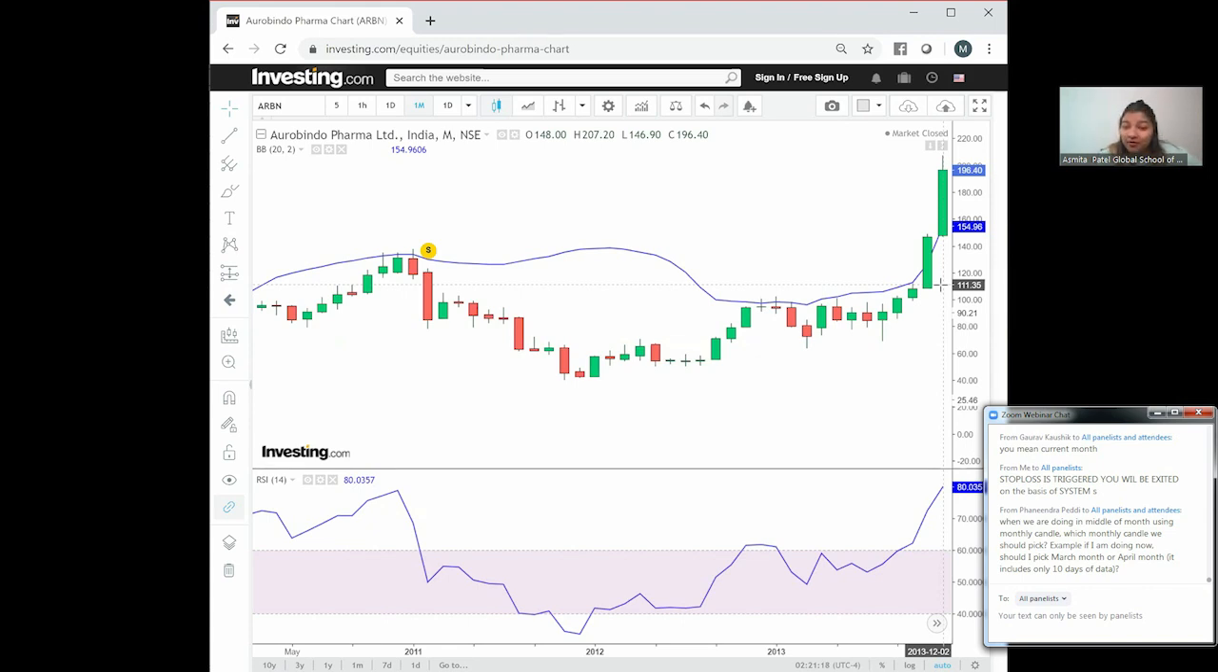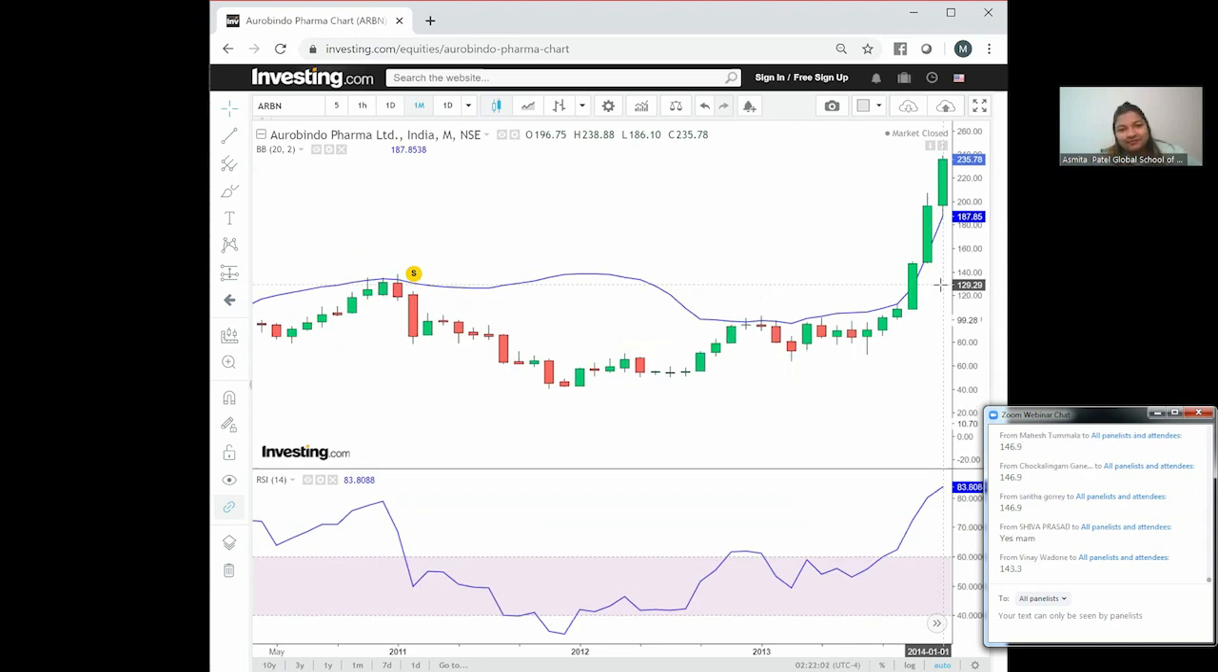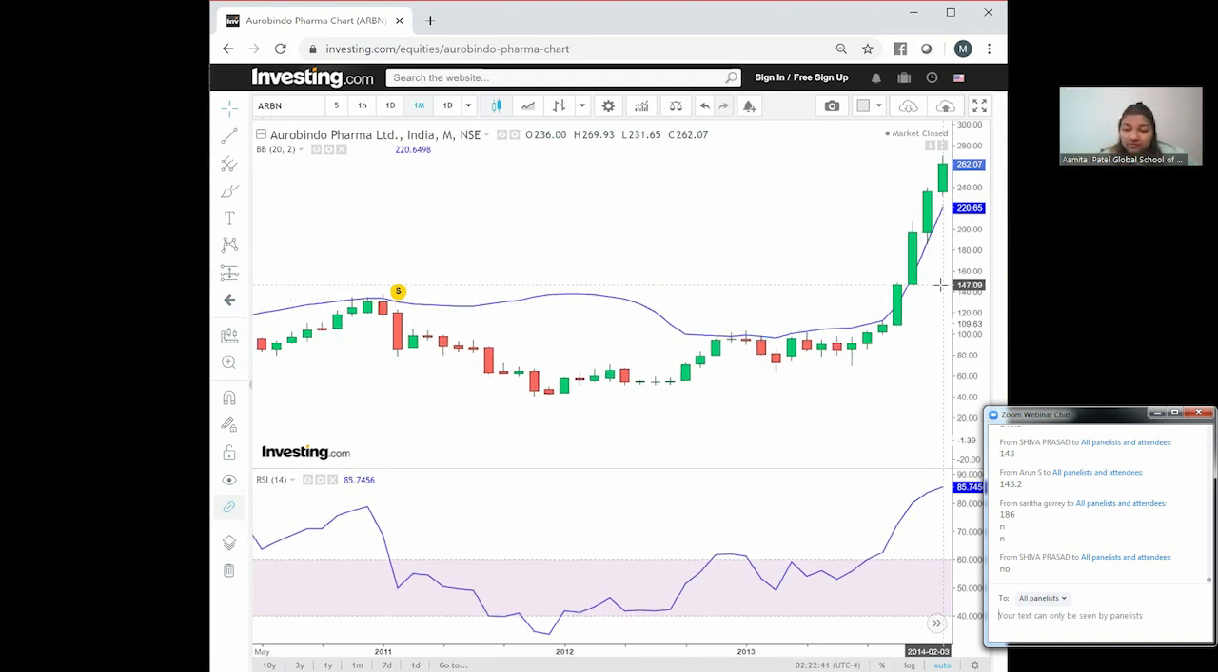Rule number 1. Monthly candle should close above the Bollinger Bands. Monthly candle should close above the Bollinger Bands. Monthly candle, rule number 1.